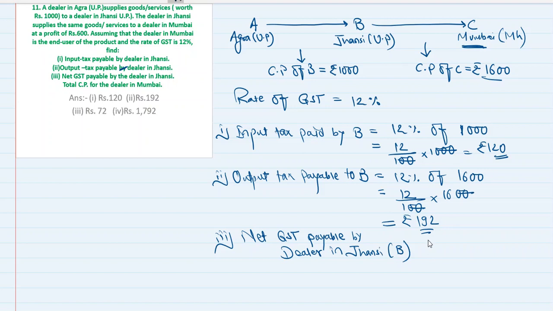That is B is equal to, see, I'm going to write the same formula, tax collected minus tax paid, in another way. Output tax minus input tax. What is output tax minus input tax? 192 minus 120. That is 72 rupees. 72 rupees is the net GST payable by the dealer in Jhansi.